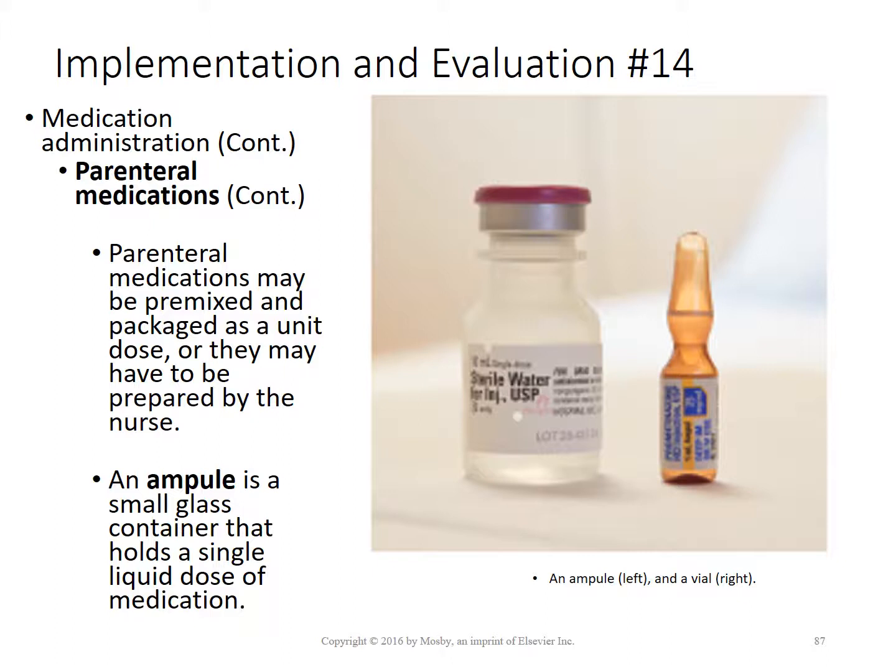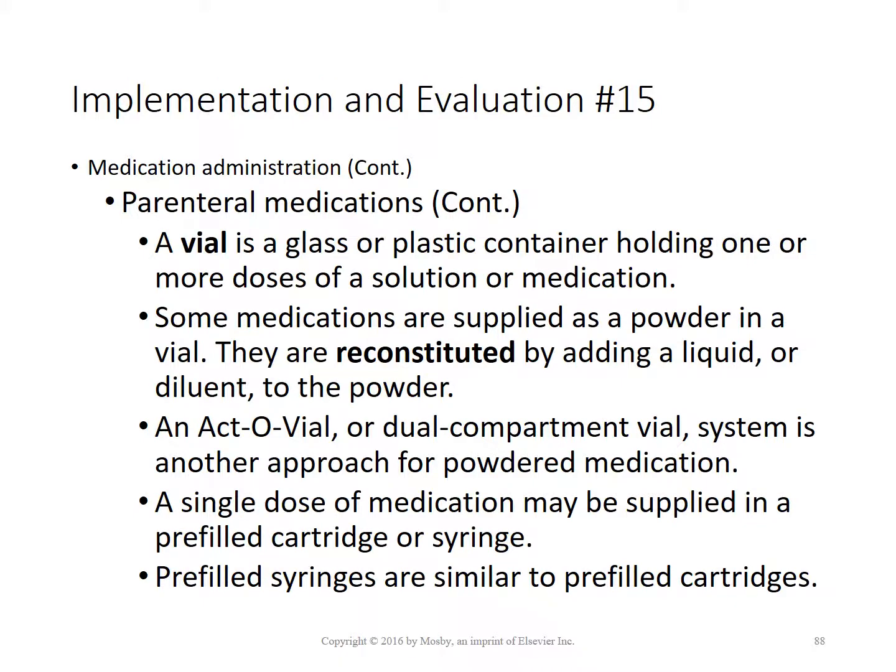And on the right, this says an ampule and a vial. The caption of this is exactly opposite. The vial is on the left and the ampule is on the right. A vial is a plastic or glass container holding more than 1 dose. Sometimes what happens is you get the vial and the medicine is in powdered form, and you have to add liquid to dissolve it, and that's referred to as reconstituting the liquid.